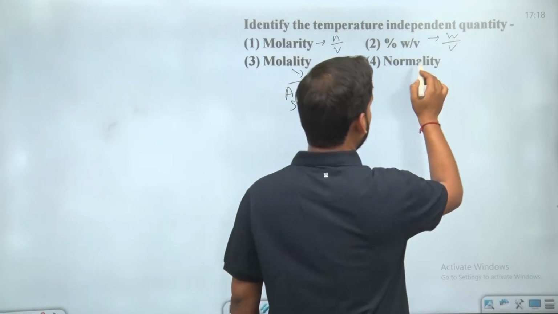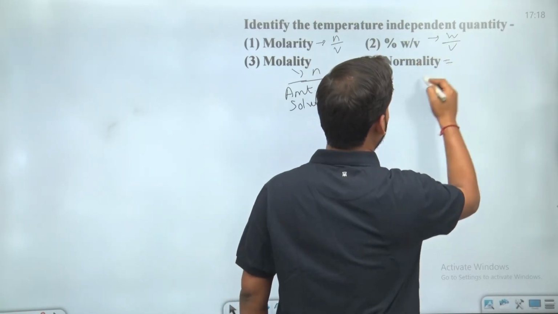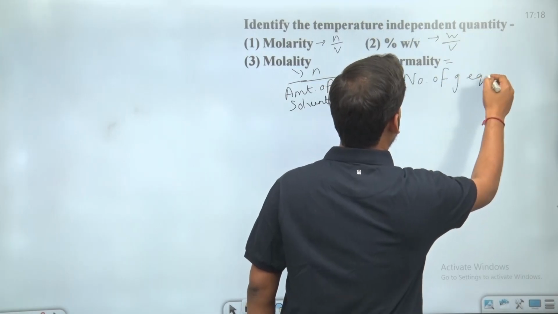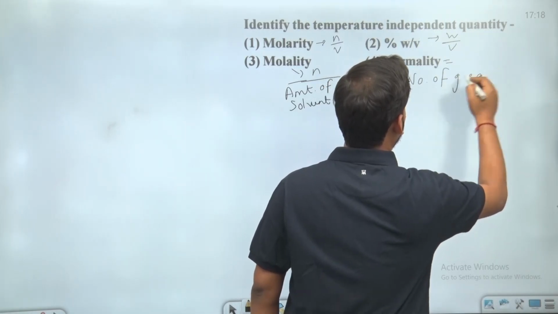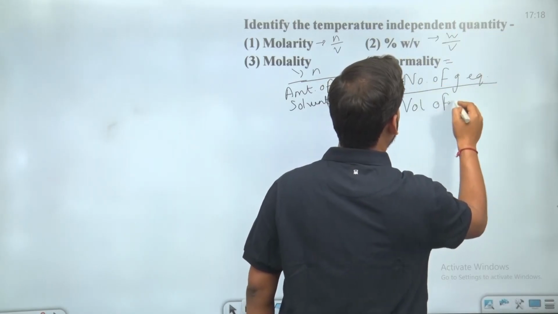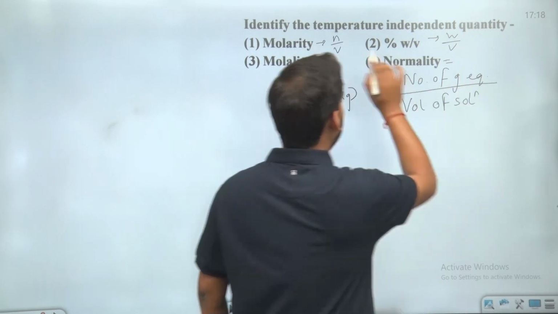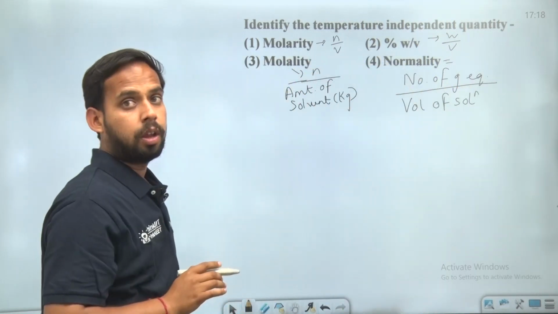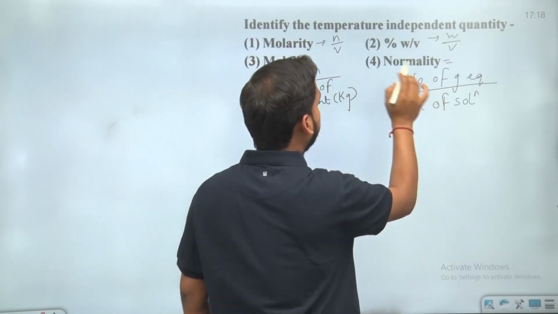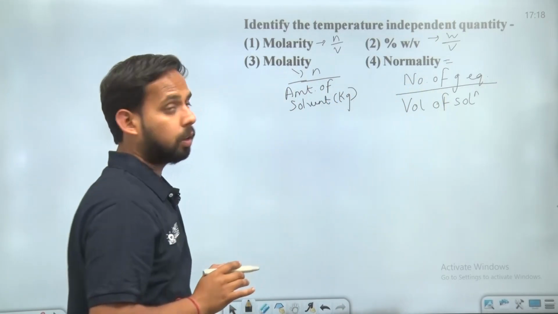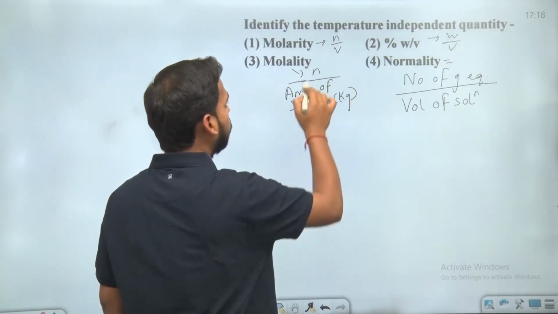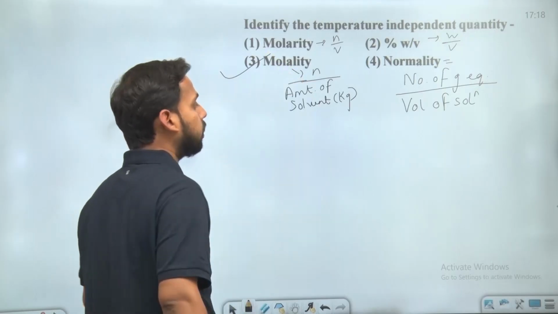Normality is the number of gram equivalents of solute divided by volume of solution. So in the first, second and fourth options, all these terms depend on the volume, so they are all temperature dependent. Only one term is independent, that is molality, because it does not depend on the volume. So our correct option is option 3.